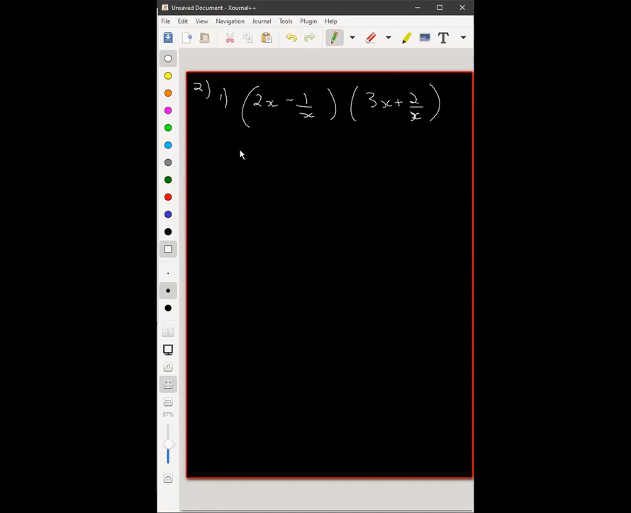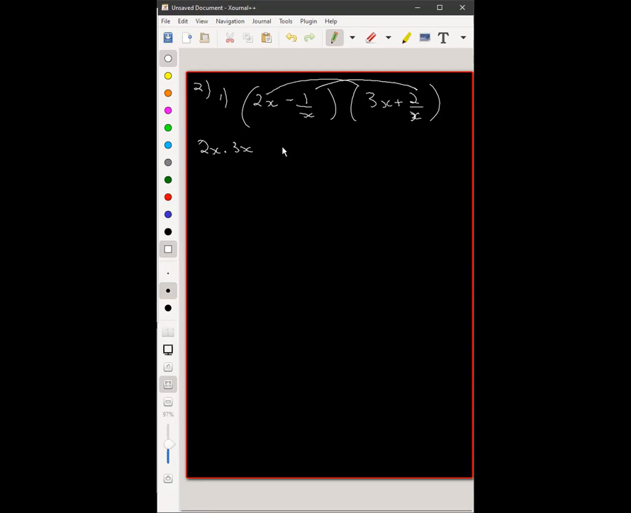Ishan, unmute yourself. Yes, sir. Yeah, so it would be, we have to do it by direct method. Direct method. So 2x multiplied by 3x plus 2 by x. Do it this way: first term into first term, second term into second term.